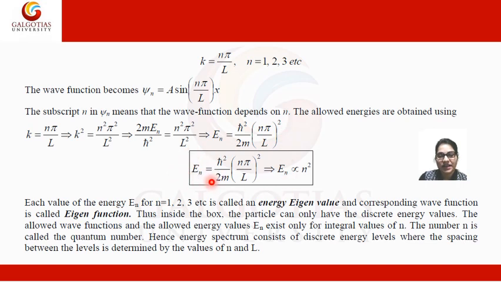So basically the energy of this quantum system is proportional to the square of the quantum state. Each value of energy E n for n equals 1, 2, 3 and so on is called the energy eigenvalue, and the corresponding wave function is called the eigenfunction. Thus inside the box the particle can only have discrete energy, and for that particular energy there are allowed wave functions. So a particle confined in a 1D box does not have continuous energy but discrete energies.